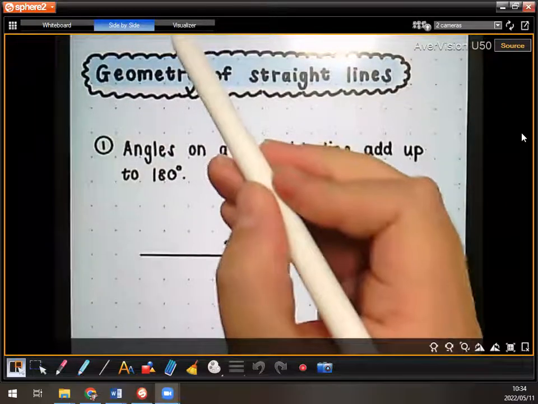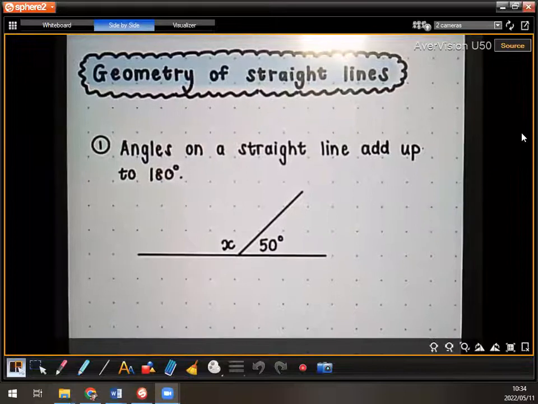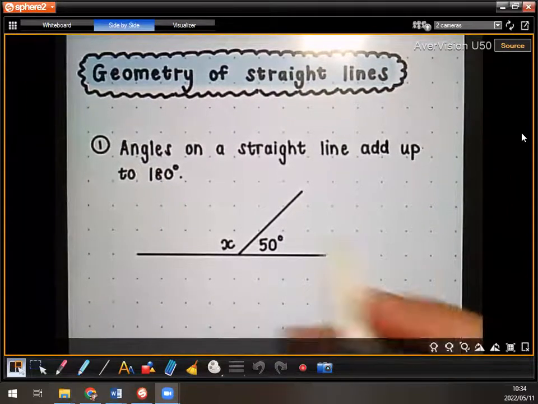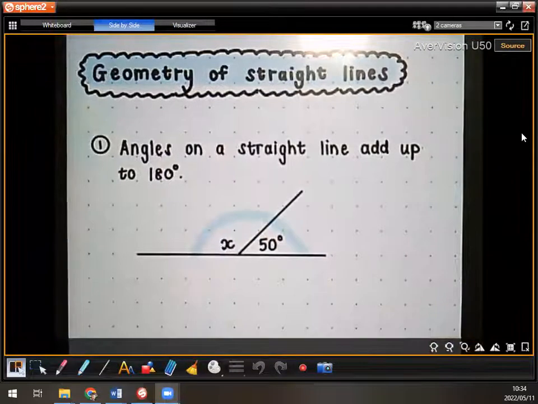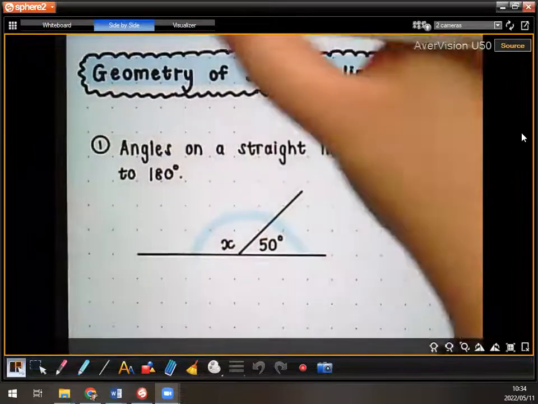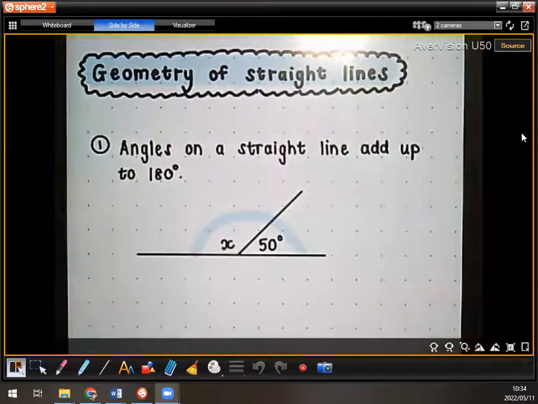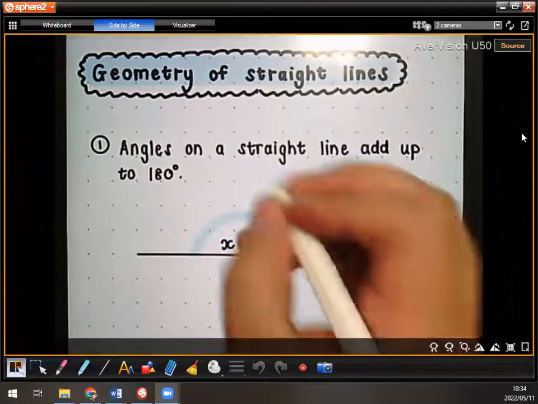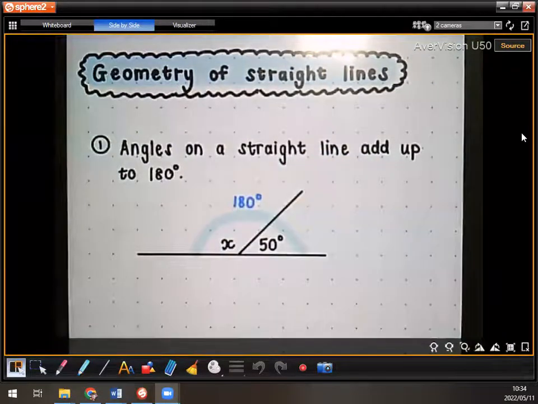Okay, these two angles together, sorry if I'm going too fast, I'll take it slowly. These two angles together are equal to 180 degrees. Okay, so you can just add that there. Just do like a little rainbow. Those two angles together are equal to 180.